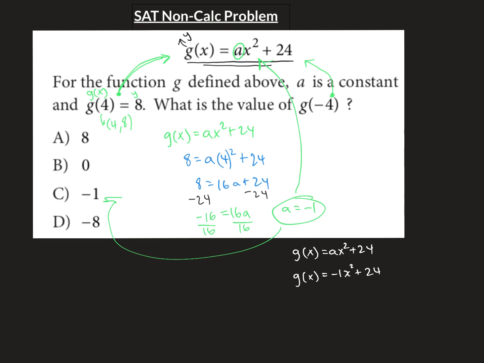So we have g of x is equal to negative 1 times negative 4 squared plus 24, and this equates to g of x is equal to negative 4 squared is 16 times negative 1 is negative 16 plus 24, and that is equal to positive 8. And 8 is our final answer.